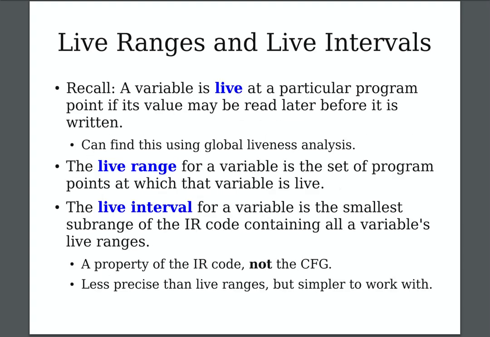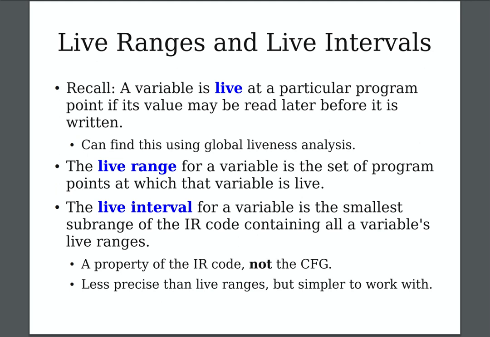So anyway, recall that with live variables, a variable is live at a certain program point if its value may be used later before it's being defined again. So we can use our global liveness analysis to do this. The live range is the set of program points where that variable is live. In contrast, the live interval is the smallest subrange of IR code containing all the variable's live ranges.